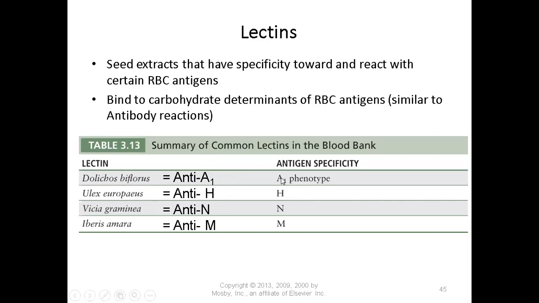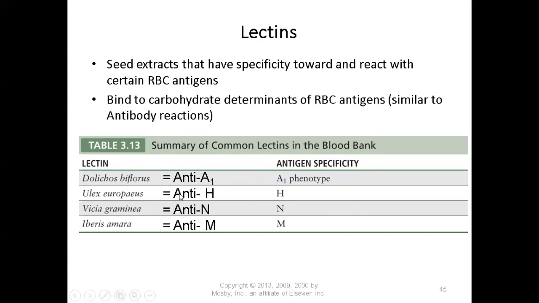Anti-A1 is going to bind the A1 antigen that most people who are type A have. And when we get into ABO groups, we're going to learn more later that you can be type A. The most common type of A is type A1, but there's a significant portion of the population that is A2. Okay, and so anti-A1 from Dolichos biflorus is only going to agglutinate those people that are A1 antigen.